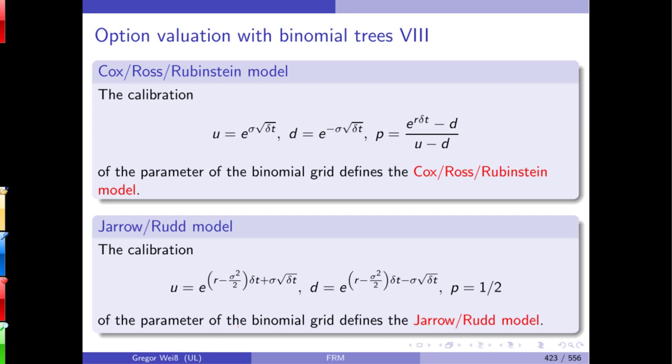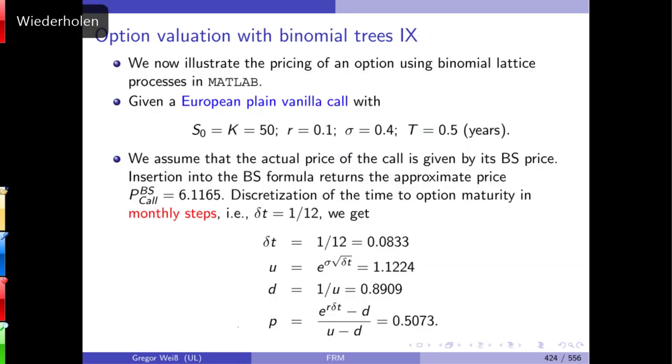You can do it differently. You can assume that you take p, the probability, and set it to 1/2, 50%. And in that case, you will get slightly different and more complicated expressions for u and d. It is almost equivalent to the Cox-Ross-Rubinstein model. It only assumes a different probability for the up and down state. It simply assumes 50% up, 50% down. Then you will get slightly different u's and d's. Okay. But also a binomial model.